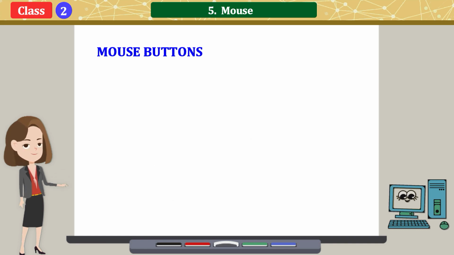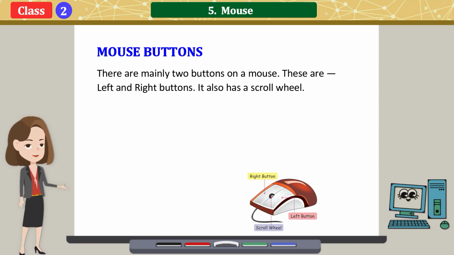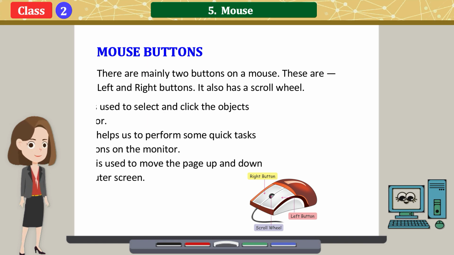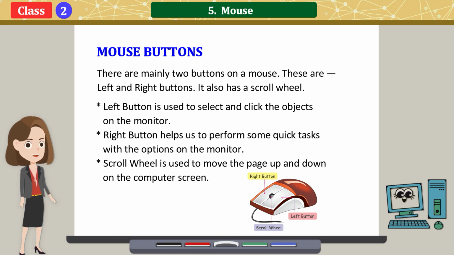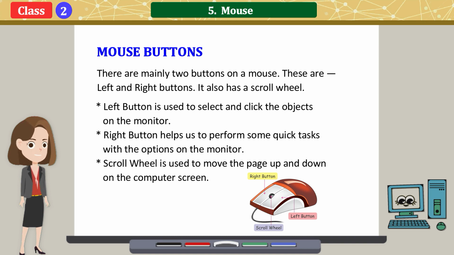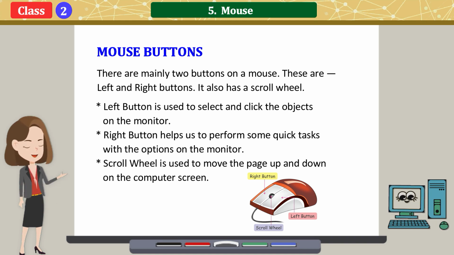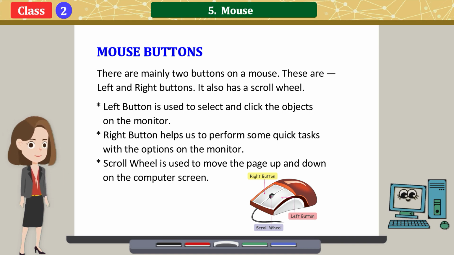Mouse buttons. There are mainly two buttons on a mouse. These are left and right buttons. It also has a scroll wheel. Left button is used to select and click the objects on the monitor. Right button helps us to perform some quick tasks with the options on the monitor. Scroll wheel is used to move the page up and down on the computer screen.